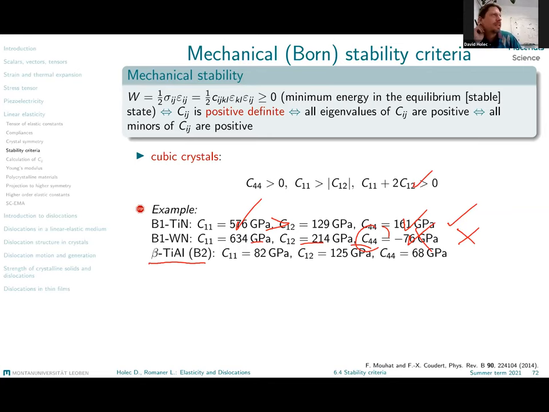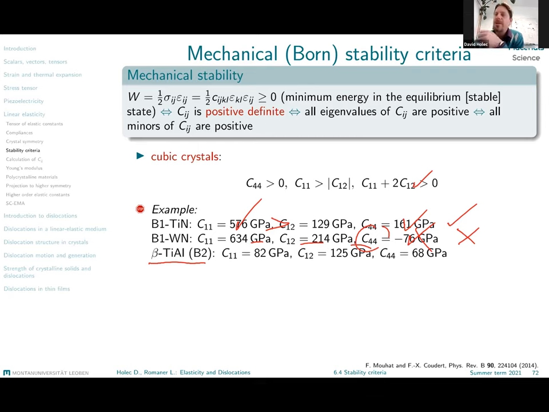Here we have one more example of titanium aluminide in the B2 structure. B2 structure is a BCC-based lattice where we have different atoms in the corners of the lattice and a different atom in the center of the cube. Right? So then we have a perfectly ordered structure.